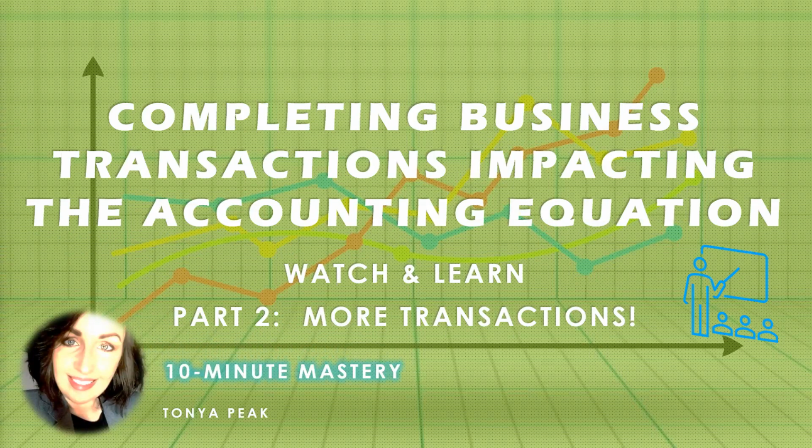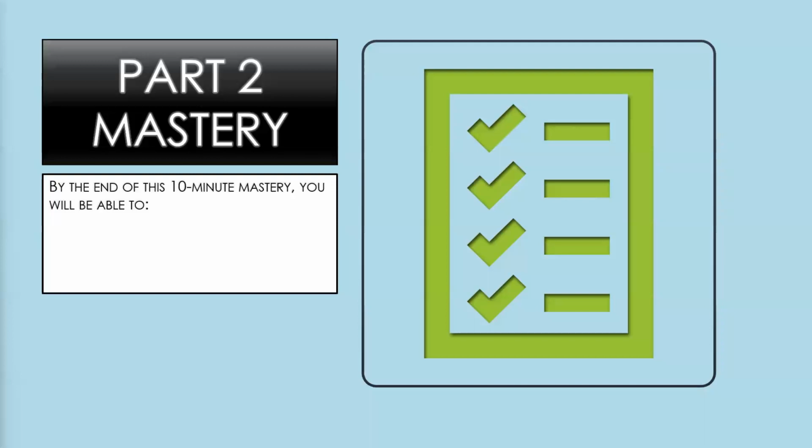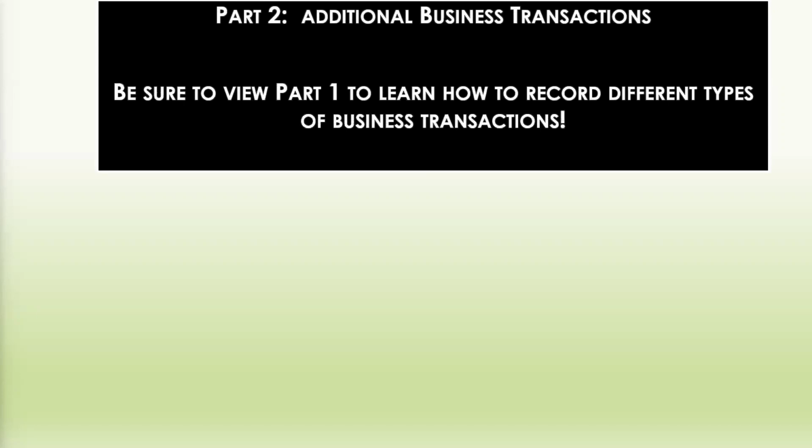This 10-Minute Mastery will cover completing business transactions impacting the accounting equation. This is Watch and Learn Part 2 with more transactions. By the end of this 10-minute mastery, you will be able to demonstrate how various business transactions impact the accounting equation. This is part 2 with additional business transactions. Be sure to view part 1 to learn how to record different types of business transactions.